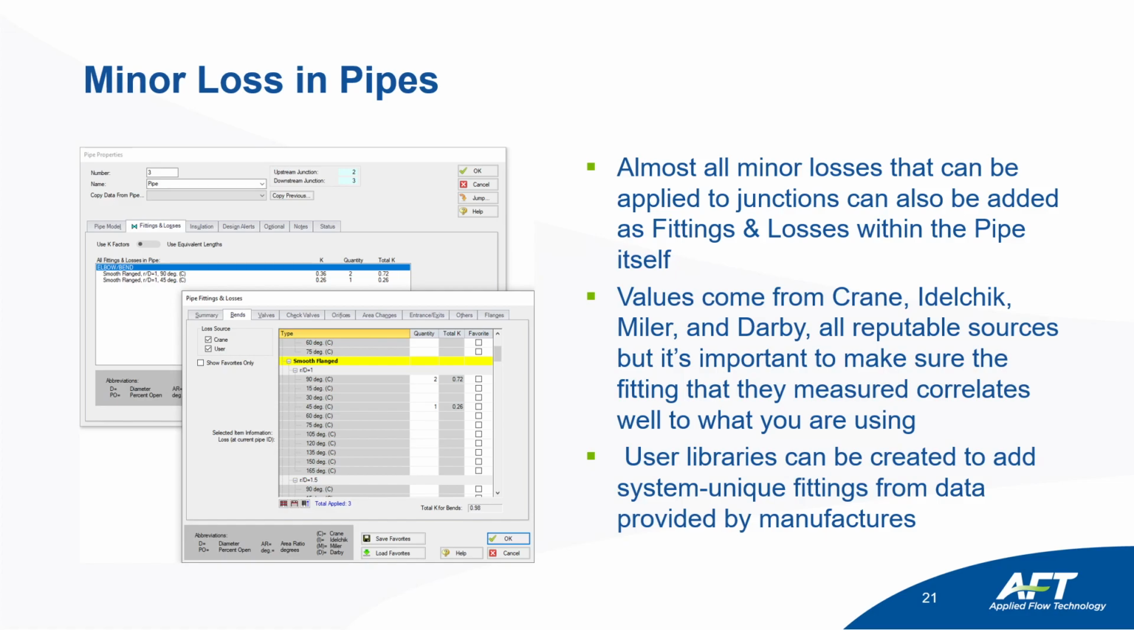A good thing to keep in mind is you can always make a user library to create and add system-unique fittings and losses from data provided by manufacturers. And then it will be in these tables for you to add, as well as the junctions.